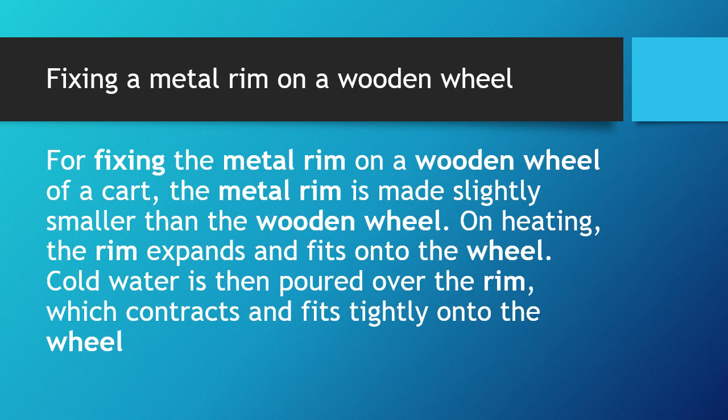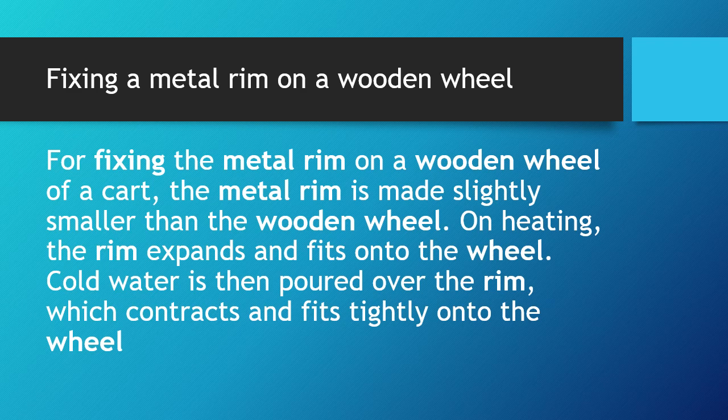For fixing the metal rim on a wooden wheel of the cart, the metal rim is made slightly smaller than the wooden wheel. Now the rim is heated uniformly so that it expands and becomes bigger and it fits onto the wheel. Now cold water is poured over the metal rim so that it contracts and fits tightly onto the wheel. In this way, the metal rim is fitted on the wooden wheel.